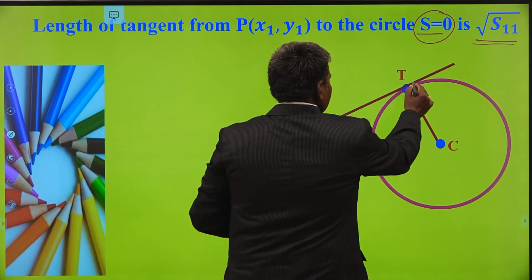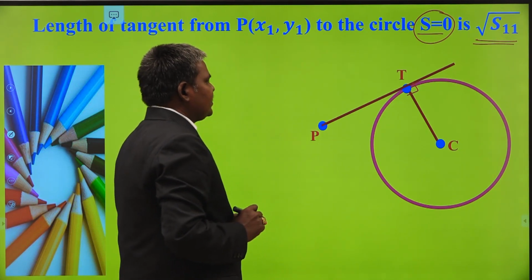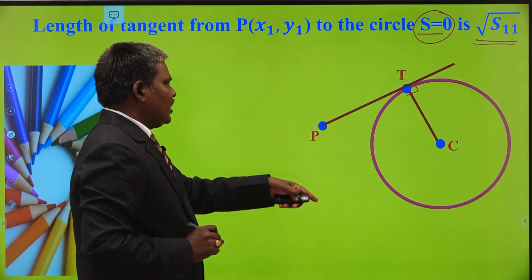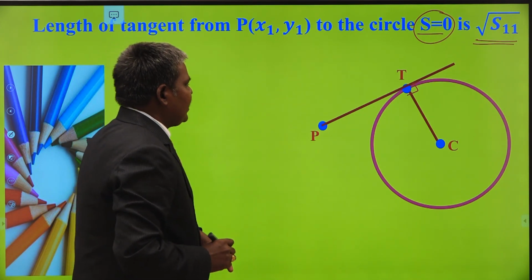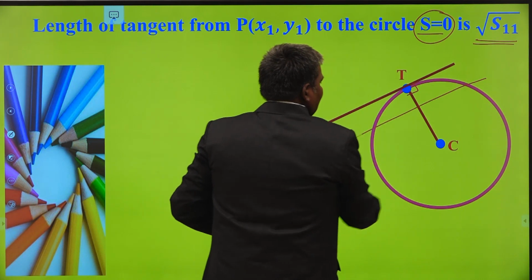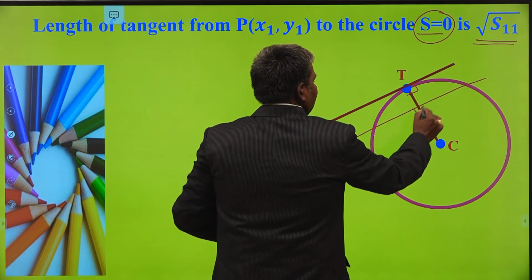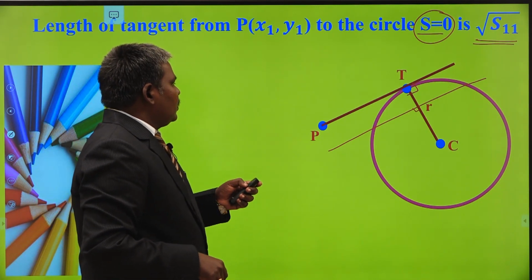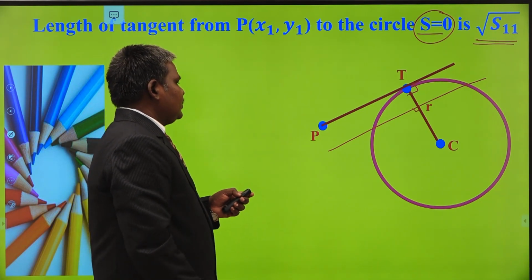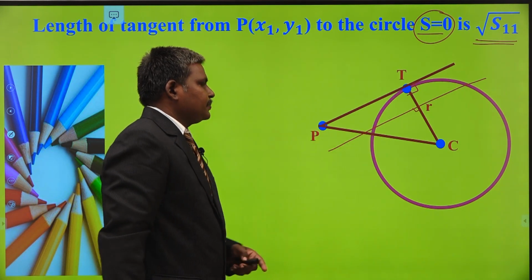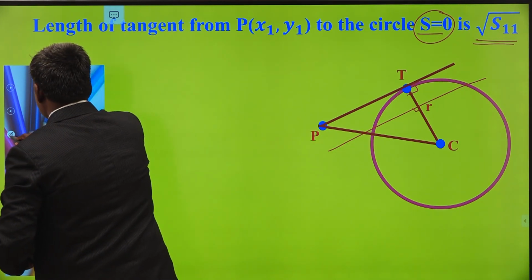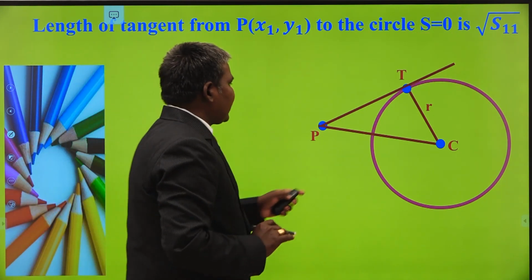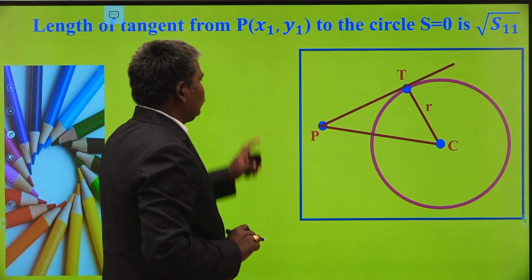What is the angle here? The angle must and should be 90 degrees. Am I correct or not? The point of contact is T, C is the center. If you draw the line, then the angle must and should be 90 degrees, because the perpendicular at the point of contact should pass through the center of the circle. Now, this is the radius of the circle. Join P to C. This is the diagram related to the theorem.